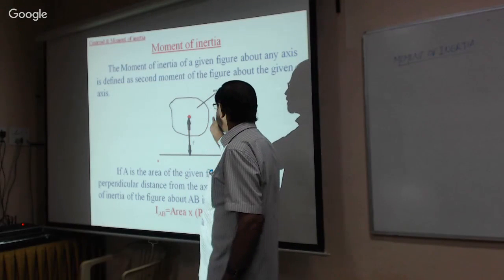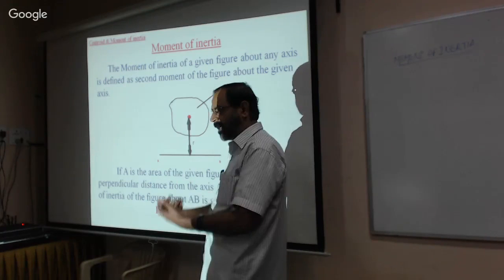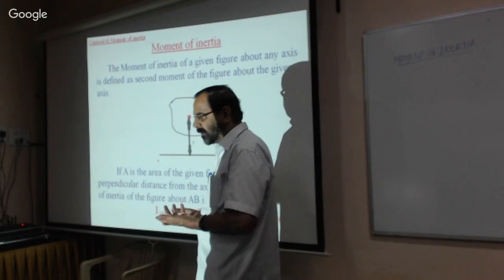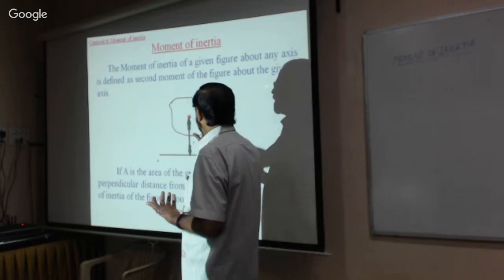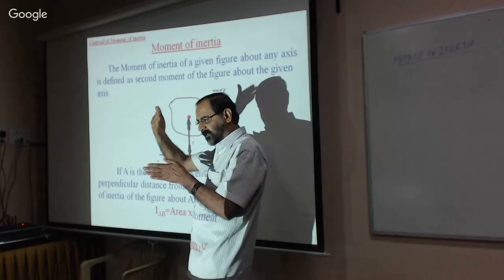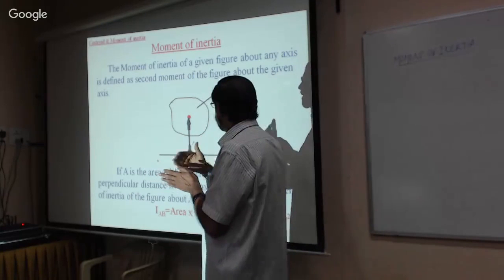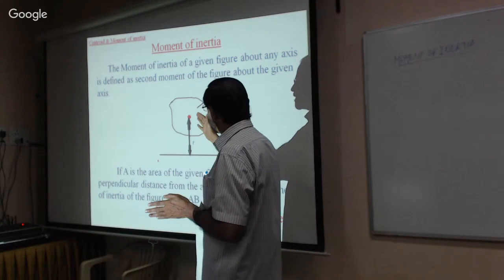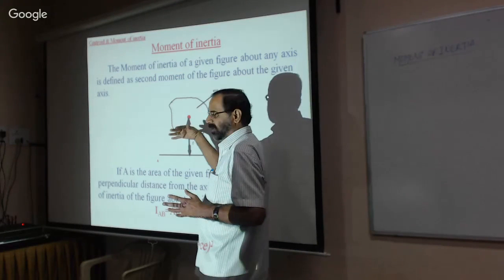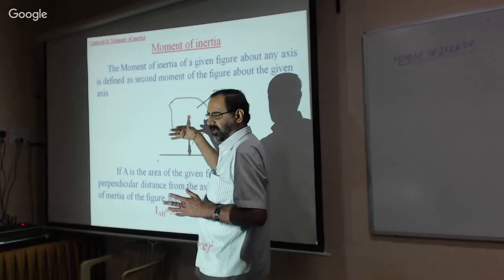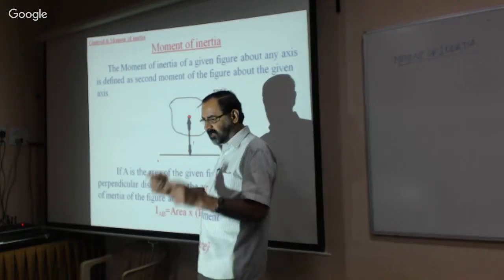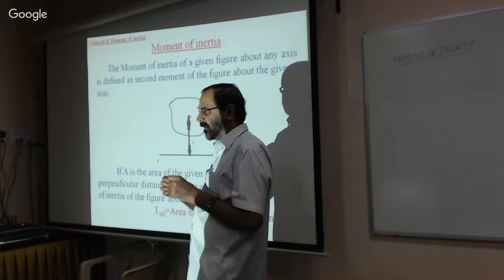So, for example, this is one section. It is an irregular section. Let it be any kind of shape. It is a plane area, a plane figure. We have considered the section of the beam or the section of the column. Now, how does it behave? The behavior of the section about an axis, strictly speaking, about a reference axis.